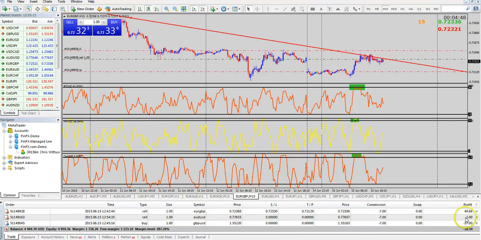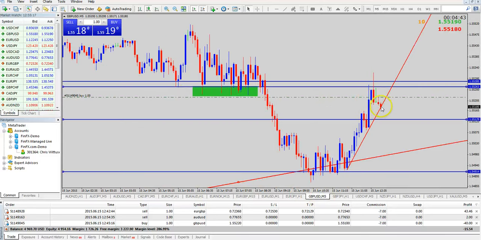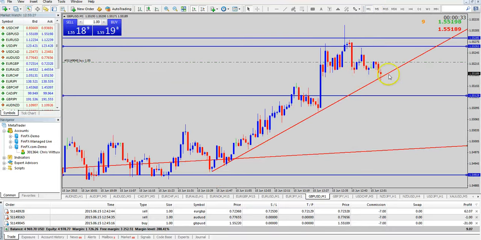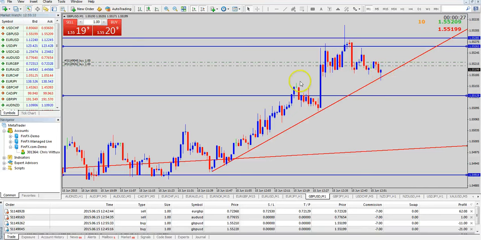AUD USD is working its way. GBP USD hit the trend line right now, so we'll take another trade. It's got 4 minutes left to go on 5 minutes, so it just changed. But we see it starting to bounce off the trend line there, so we'll go along there.